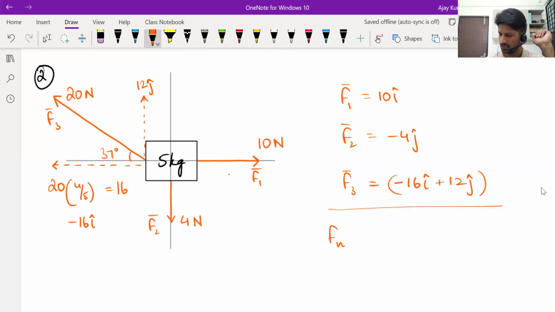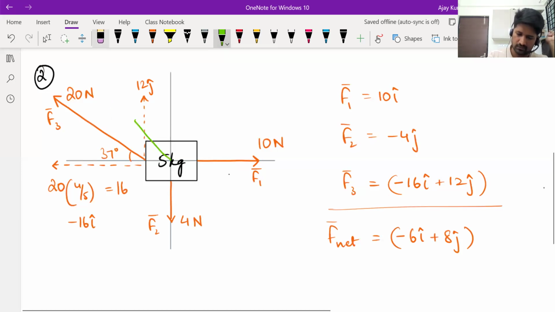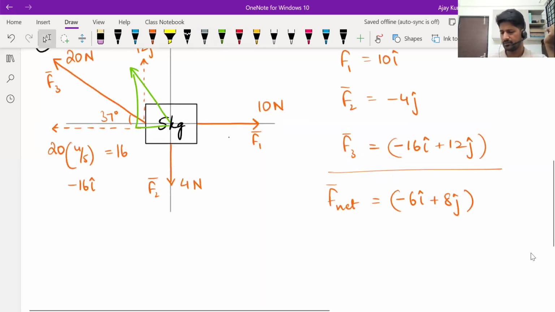The net force on this block then becomes I caps 10 I cap minus 16 I cap, so minus 6 I cap. And J caps 12 minus 4, plus 8 J cap. The net force on this block is not exactly along the 20 Newton vector, but it's somewhat like this. Minus 6 I cap plus 8 J cap. Okay. That's all. From that you can get its acceleration.